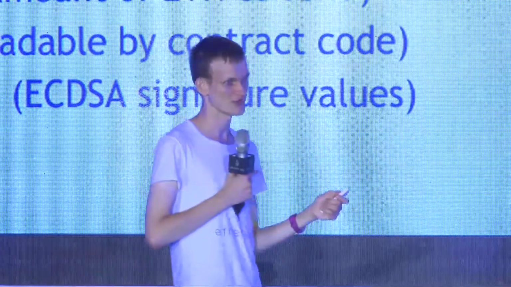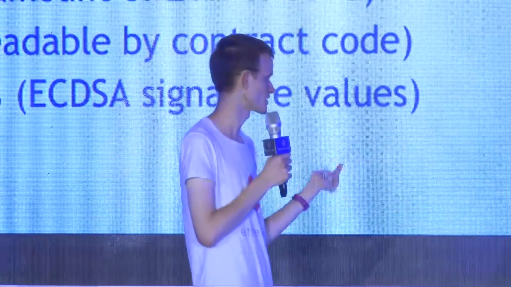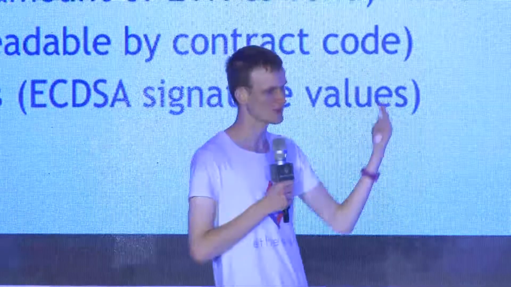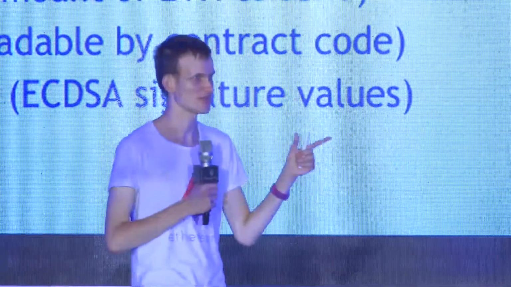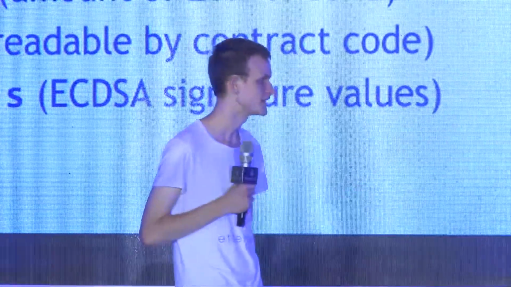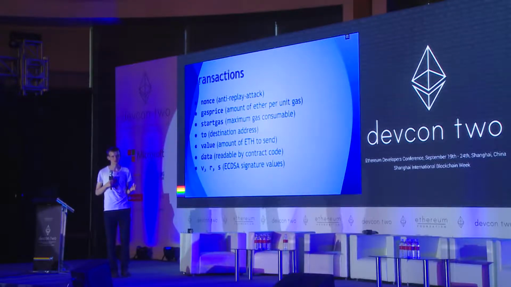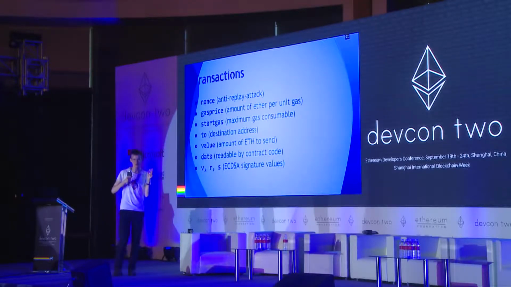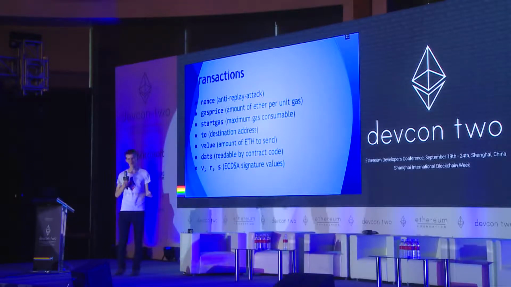Gas price, so the amount of Ether you pay for every gas. Start gas is the amount of gas that you budget yourself. Destination address, the amount of Ether that you send. Data, so if you're just sending Ether, you don't need to care about data. If you're talking to a contract, then data is readable by contract code. So data is how you specify what function of a contract you're calling, what parameters you're calling it with, anything more complex with that. And VRS, elliptic curve digital signatures. Feel free to research them yourself. I think elliptic curve math is cool.